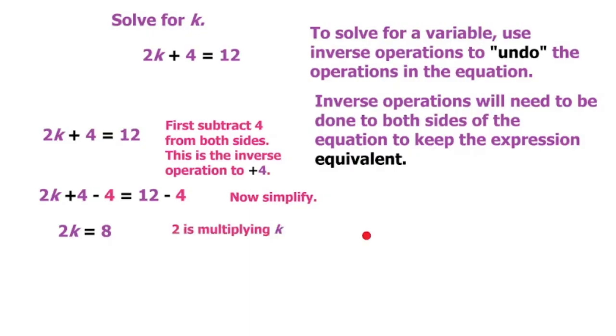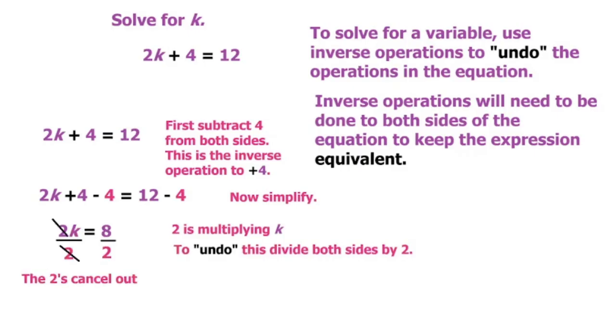2 is multiplying k. So to undo this, divide both sides by 2. We're going to undo that, and that's how it looks. 2k over 2 equals 8 over 2.